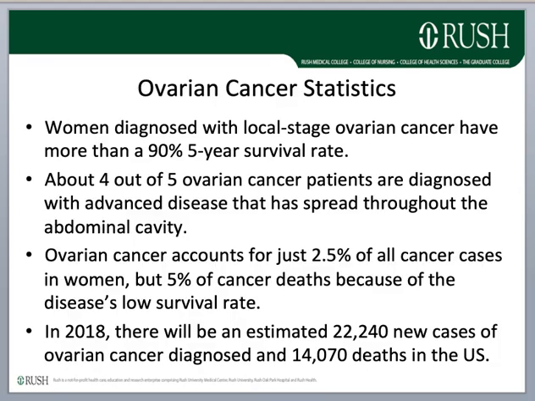Early diagnosis is the key to survival with ovarian cancer. Women diagnosed with local or early stage ovarian cancer have more than a 90% 5-year survival rate. Unfortunately, about 80% or 4 out of 5 of ovarian cancer patients are diagnosed with advanced disease that has spread throughout the abdominal cavity. Ovarian cancer accounts for just 2.5% of all cancer cases in women, but 5% of cancer deaths are because of the disease's low survival rate.